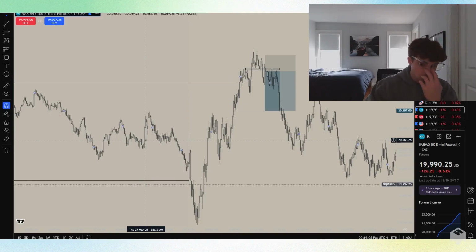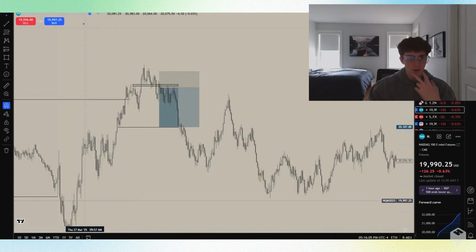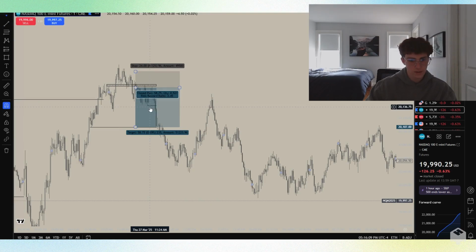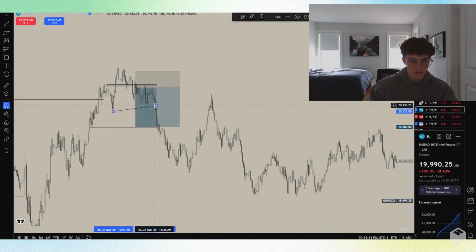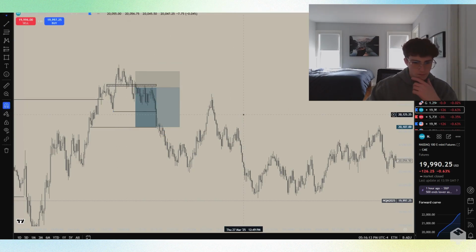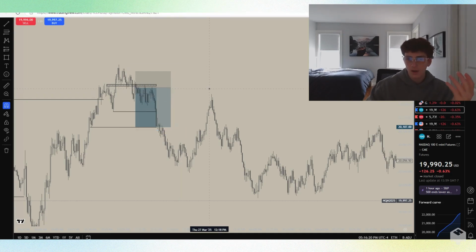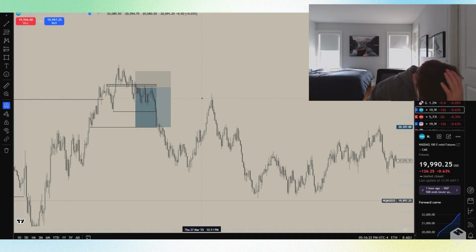I don't really have to yap anymore, but in this trade I went break even once we passed these lows right here. I went break even and just ran. So beautiful day, right? I really read the markets nicely. My model played out beautifully today.